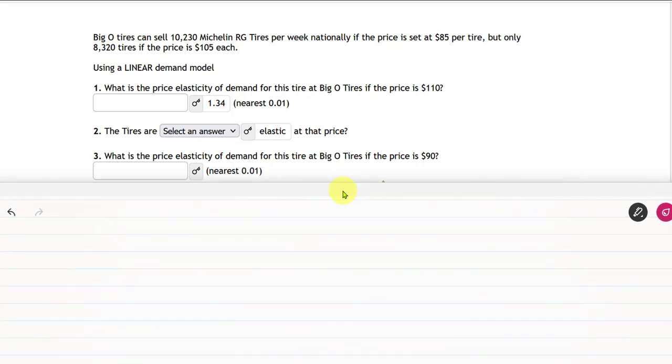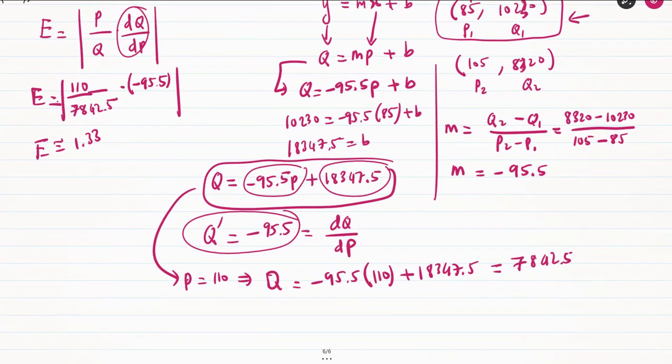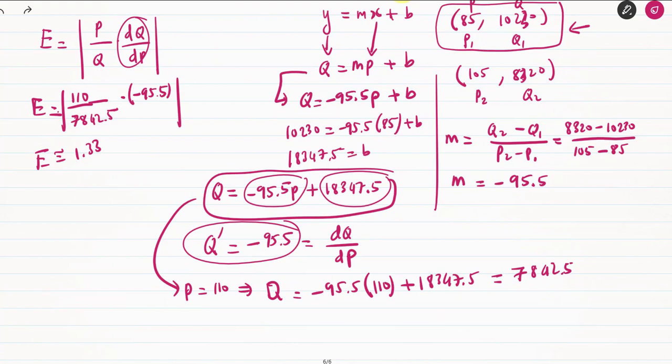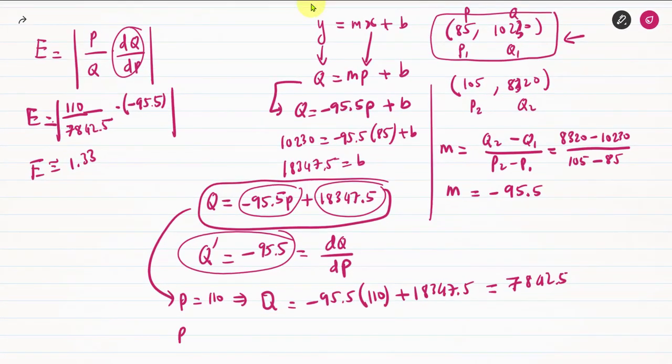Now they ask what is the elasticity of demand for these tires at Big O Tires if the price is $90 instead of $110? So we will repeat the same process, but now we will use $90 for the price. So I have P of 90, and now I need to find Q. So Q is minus 95.5 times 90, plus the same thing again, 18,347.5.